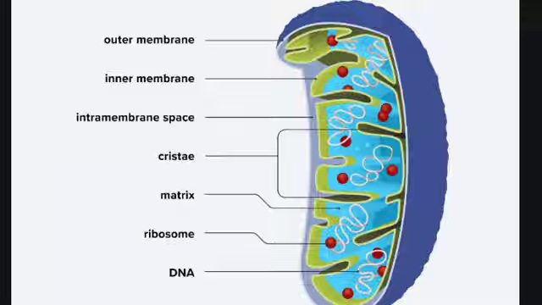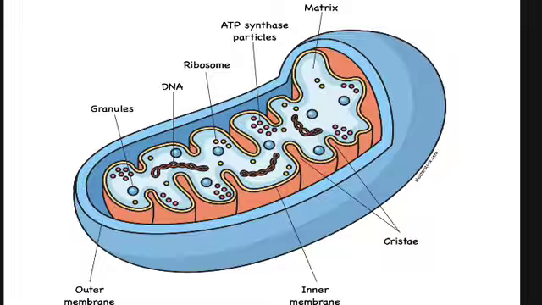The inner mitochondrial membrane is highly selective and impermeable to ions. It contains proteins of the electron transport chain. It is folded into structures called cristae. The more cristae, the higher the ATP production. The mitochondrial matrix contains enzymes of the Krebs cycle. It contains mitochondrial DNA, mtDNA. It has ribosomes, tRNA, and enzymes.